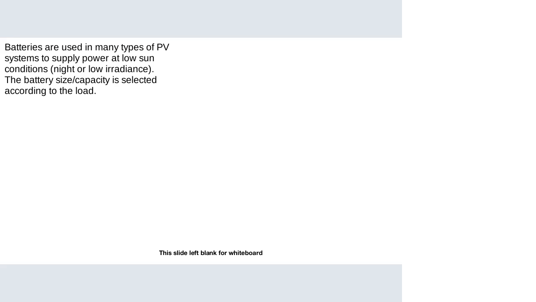There are several types of batteries that are available for solar application. I can name some of the types of batteries. The first one is the lead acid type. We also have nickel cadmium, and also nickel hydride and lithium.